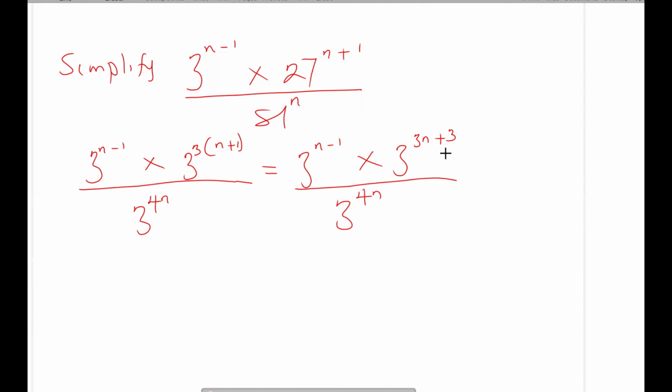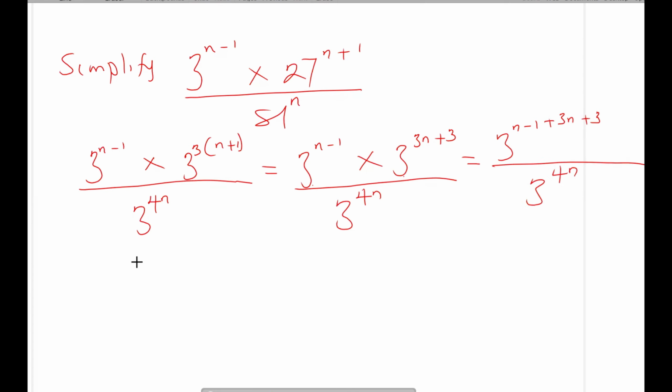Now for the numerator, we can apply our multiplicational law. So for our numerator, let's apply our multiplicational law. Since they have the same base of 3, that means we can add the powers. Pick one base, that will be 3 raised to the power of n minus 1. We are adding the power plus 3n plus 3. Don't forget we still have our denominator there, 3 raised to the power of 4n.